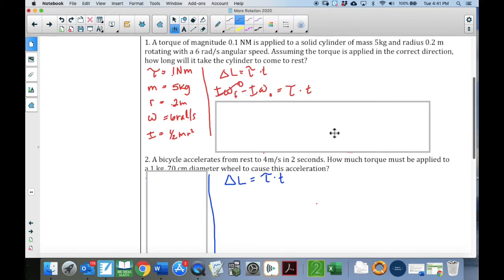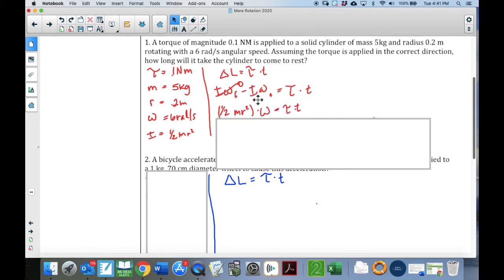It's out of there. Now we just need to use this part of it, the initial, because since the final is 0, it's gone. And for our I, we're using 1/2 mr squared. Again, it's a solid cylinder, so 1/2 mr squared is the way to go. We're going to plug that in there and multiply that by the initial angular velocity and so forth. So now we're ready to plug in those numbers and work it out. Do that. Plug the numbers in that you know and see what you get for time.